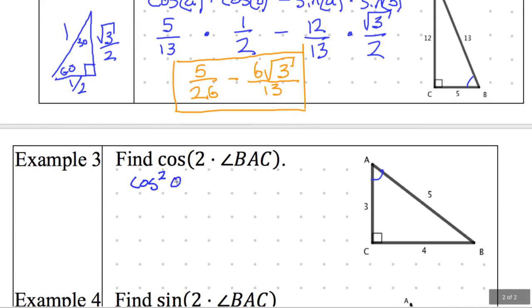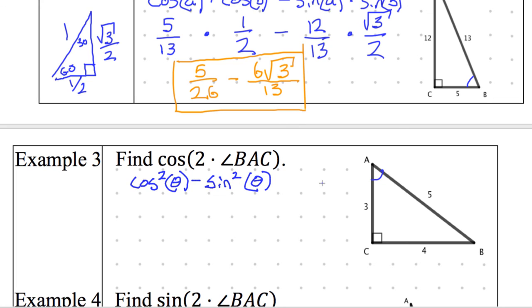Cosine squared of theta minus sine squared of theta. All right, so what is my theta? There is my theta. Well, what is cosine? If this is my angle of reference, what is cosine of that angle? I'm going to give this one to Rochelle. Daisy, you're going to do the sine. Sound fair? All right, so cosine.